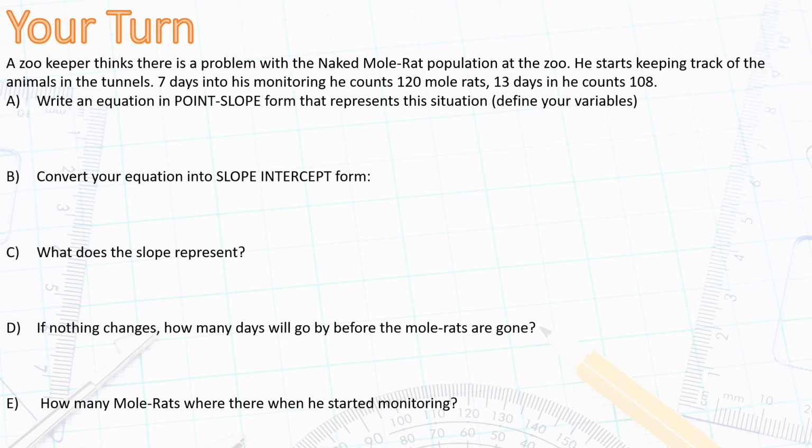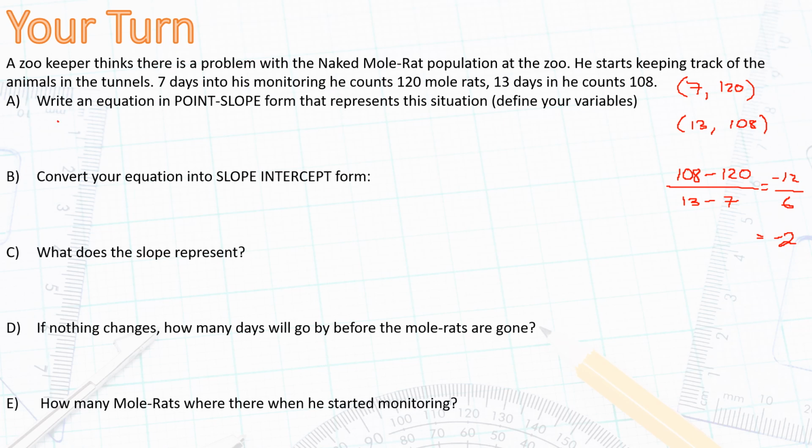Okay, so we need to figure out slope again. So that's our first stop. We've got day 7, 120 mole rats. Day 13, 108 of these mole rats. So I've got 108 minus 120 over 13 minus 7. And that's negative 12 over 6, which is negative 2 over 1, or negative 2. So we're losing 2 naked mole rats a day to whatever is causing this decrease in population, whether they're escaping or dying or getting eaten or whatever it is.